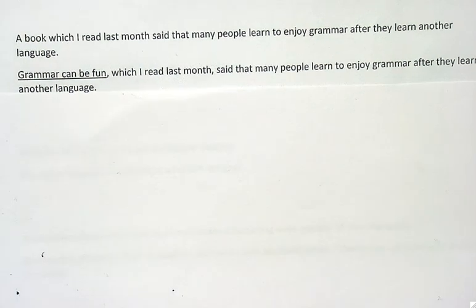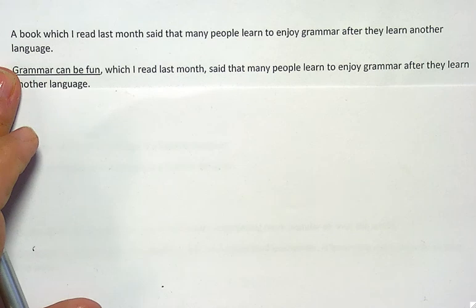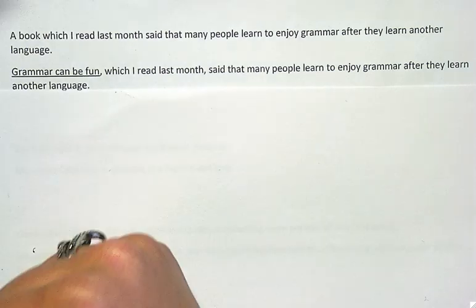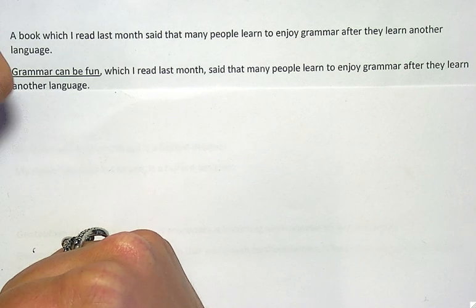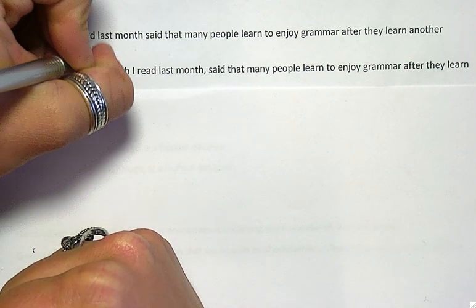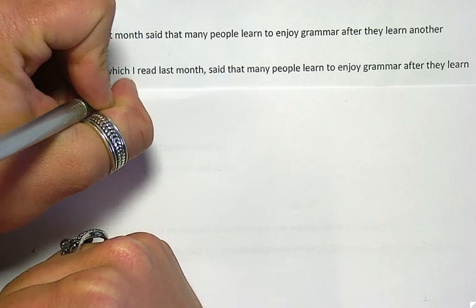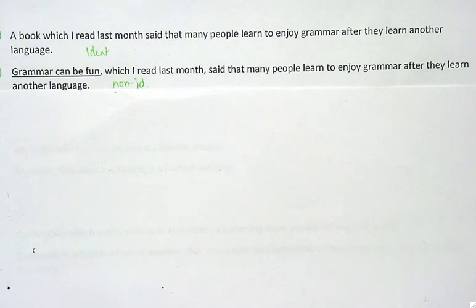In this case, we've got two different sentences. Let's take a look at the punctuation. Which one is identifying and which one is not identifying, or non-identifying? Number 1, this is identifying. Number 2, this is non-identifying. And I can see that by the punctuation. With commas, it means it's extra information.